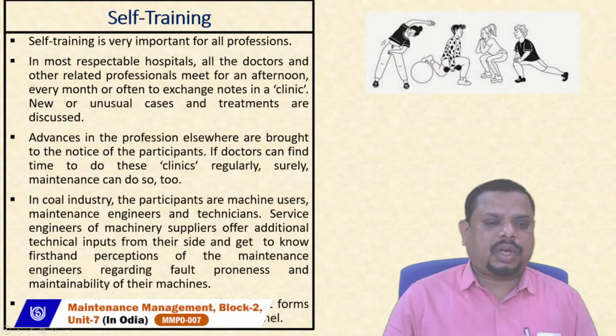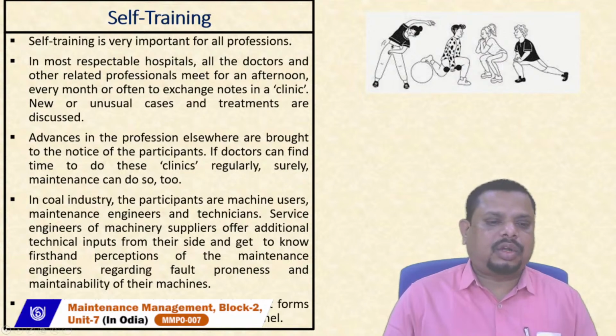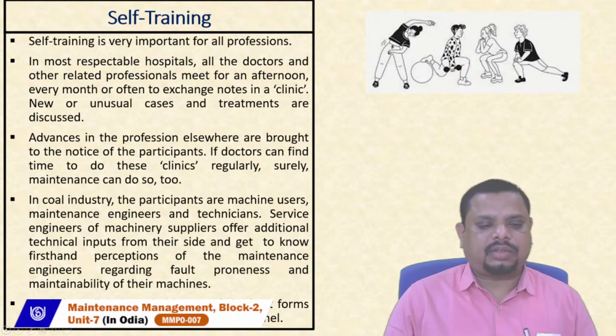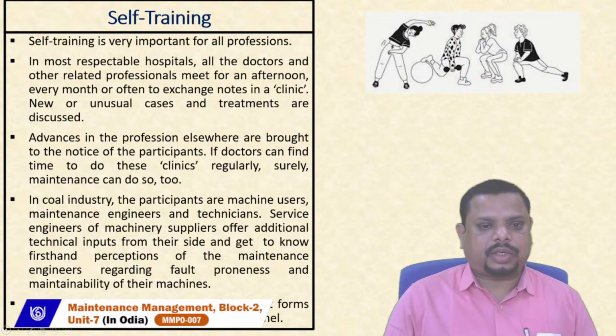So, for example, in the case of the coal industry, the participants are machine users, maintenance users, and technicians. Similarly, service engineers of machinery suppliers offer additional technical input from their side to get first-hand perception of the maintenance engineers regarding the fault proneness and maintainability of the machines. Workshop training is probably one of the best forms of in-house training for maintenance personnel. So these are the things to be observed in self-training operations. If you take the cases of coal industries or hospitals or super-specialized hospitals, self-training is the most important aspect.